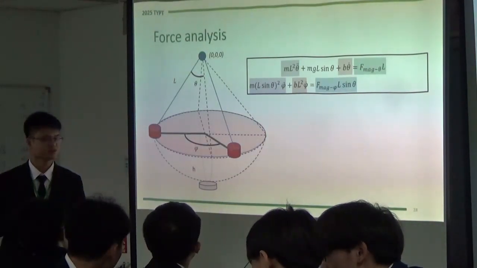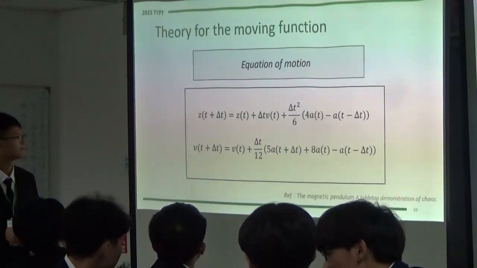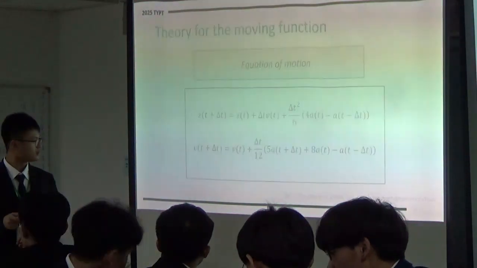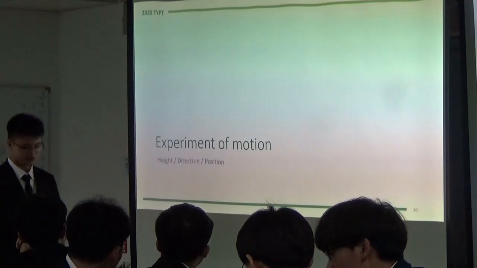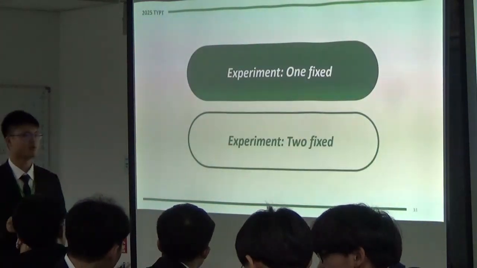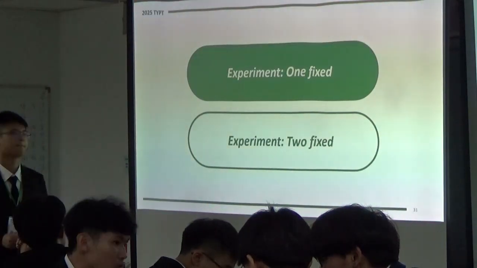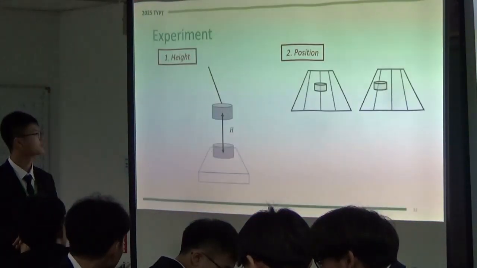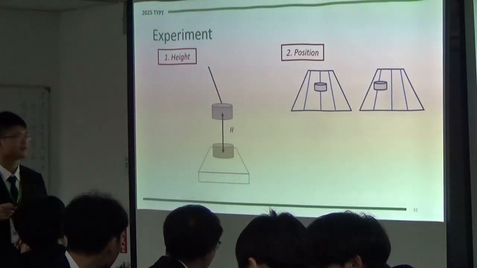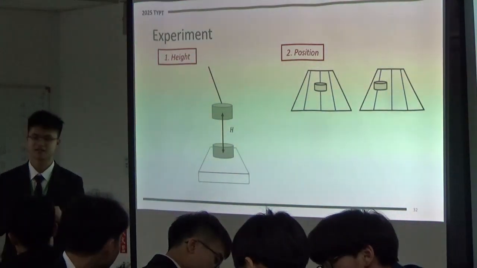And I can get a function like this. So this is the equation of my motion. First there will be one magnet attached on the base. Then there are several parameters I will vary: the different heights and different positions of the magnets on the base.